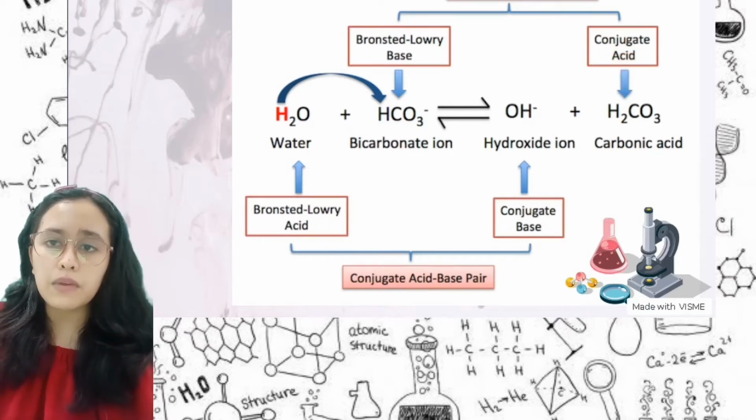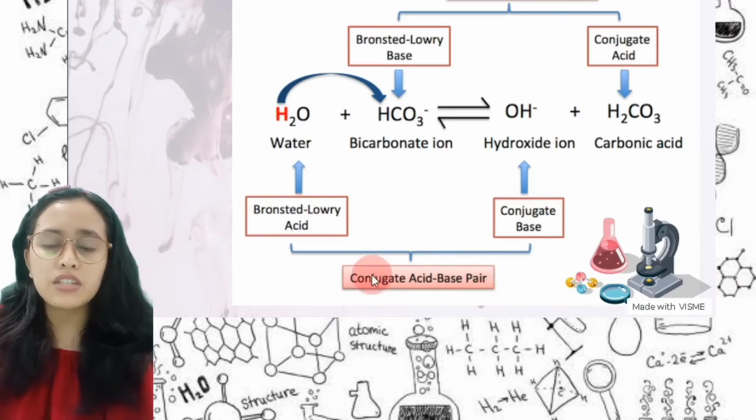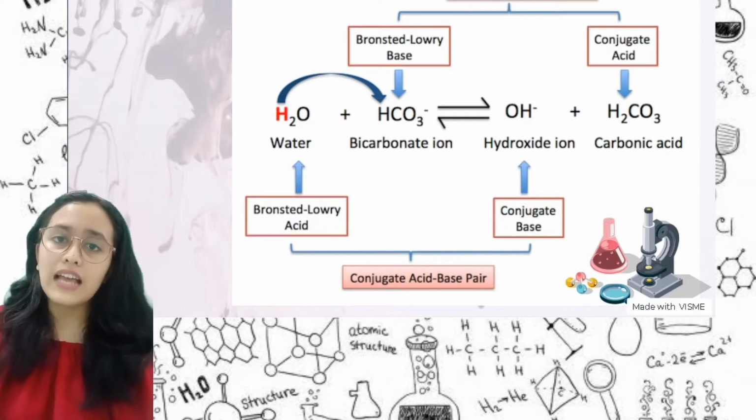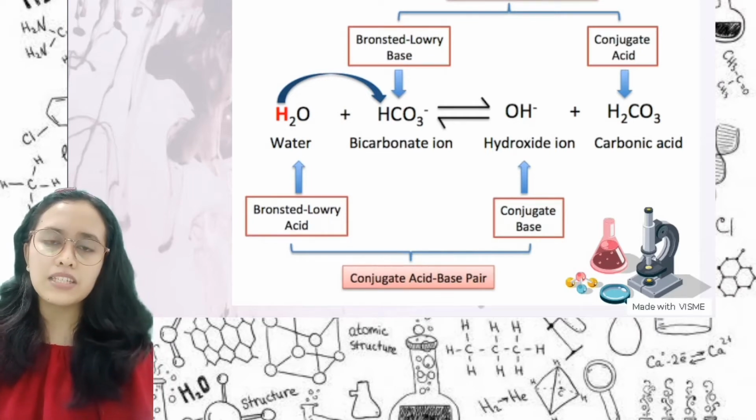So Bronsted-Lowry base and conjugate acid is a conjugate acid-base pair. Also, Bronsted-Lowry acid and conjugate base is a conjugate acid-base pair. The last theory is Lewis theory.